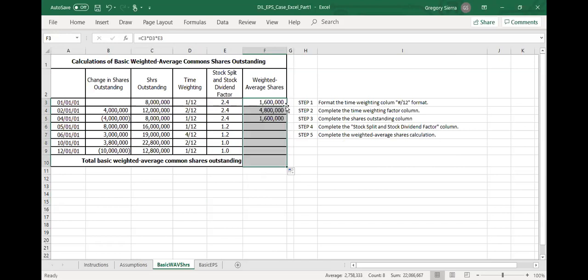Let's see, can I do this here? Oh, how sweet was that? That was awesome. Let me show you that again, because if you haven't done this, you're going to love it. To copy the formula all the way down here, just go to the corner and you double click. Now we don't want that formula in the last cell, because in the last cell, we just add up all the weights to get the total basic weighted average shares. So 22,066,667 weighted average common shares outstanding for basic EPS.